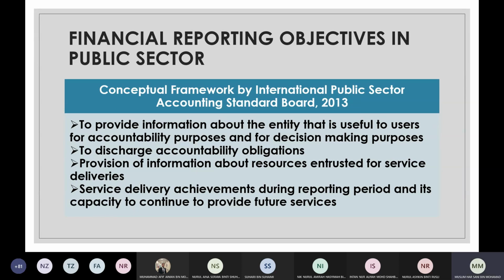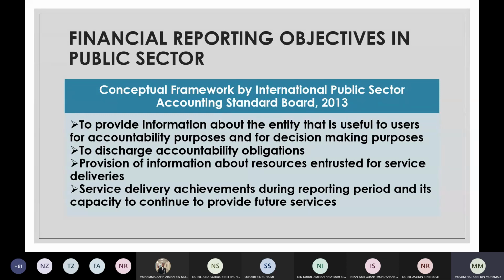To discharge accountability obligations, provision of information about resources entrusted for service delivery, service delivery achievement during the reporting period, and its capacity to continue to provide future services. Not only for reporting or accountability, basically referring to achievement, but the financial information can also provide an idea of their level of activities in the future.